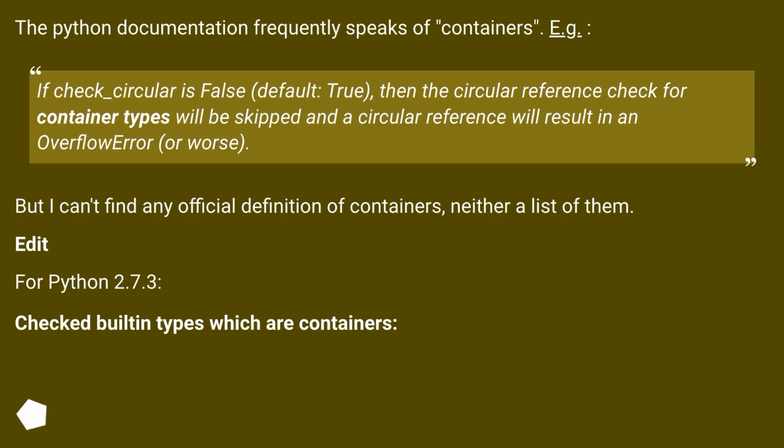For example, if check_circular is false (default true), then the circular reference check for container types will be skipped, and the circular reference will result in an overflow error or worse. But I can't find any official definition of containers, nor a list of them. Edit: for Python 2.7.3, check built-in types which are containers.